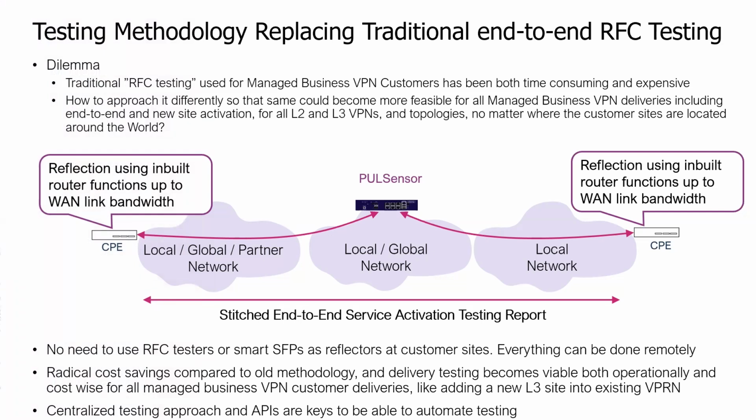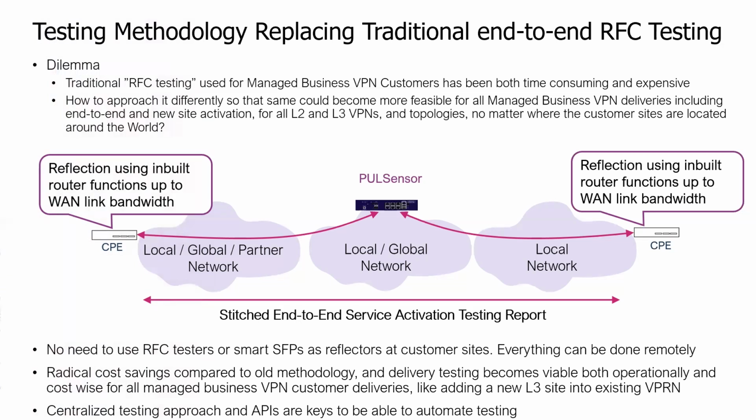Our last methodology or use case example today is mostly focused on business VPN service delivery, and the dilemma about end-to-end testing of such business services, meaning testing from customer site A to customer site B and between any other customer sites according to the subscribed business VPN service and topology.